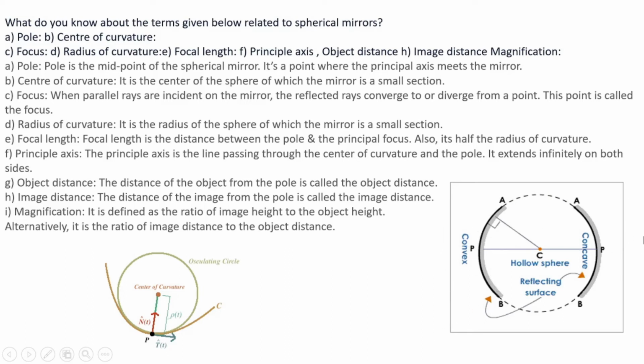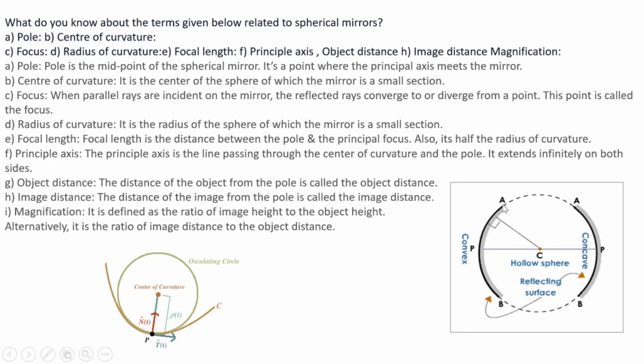Whereas in a concave mirror, the gray part is drawn outside the circle. So the incident light will converge after reflection. So a concave mirror is also known as a convergent mirror. And this is the pole.